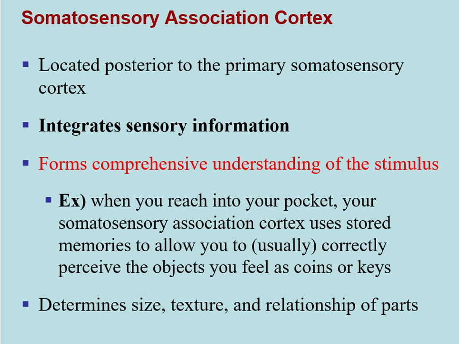So let's look at an example. Imagine you reach into your pocket and your somatosensory association cortex uses stored memories to allow you to usually correctly perceive the objects you feel as coins or keys. To simplify that, imagine you reach into your pocket, you just feel around and you feel the size of something, the texture of something, or the relationship of things to each other, and you're able to figure out what it is. Is it coins? Is it keys? Is it chapstick? So that's what an association cortex can do. It's not just the awareness of sensation. It's the integration and the making sense of that sensation.